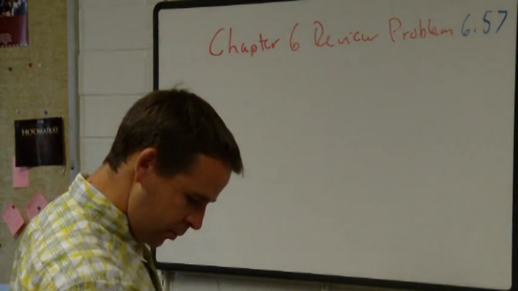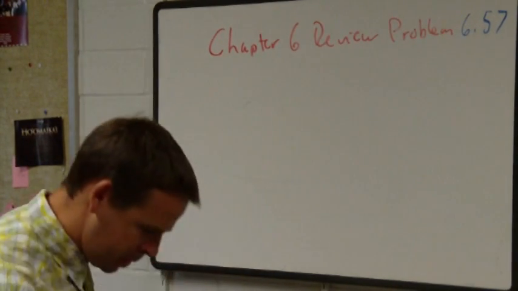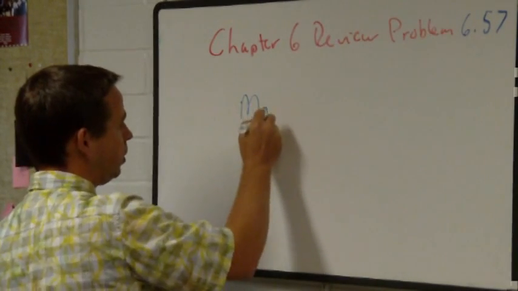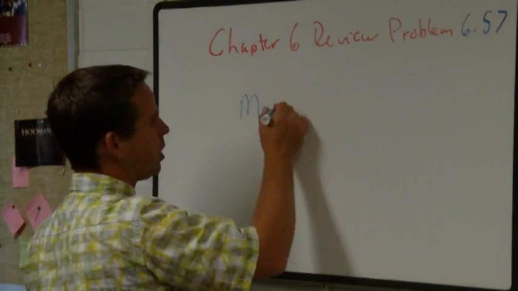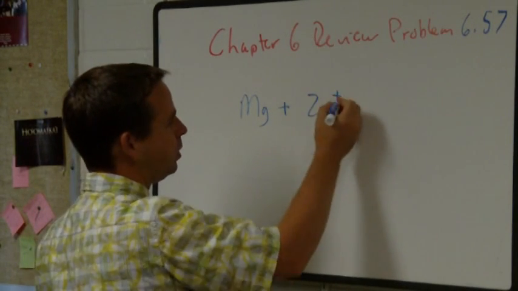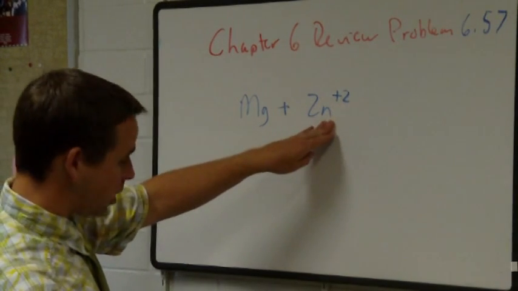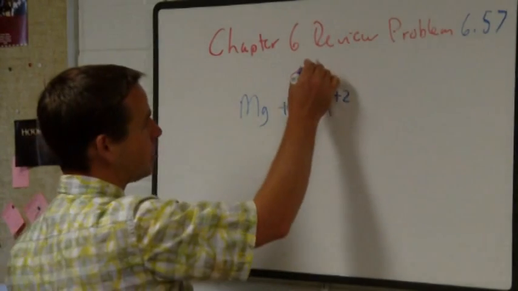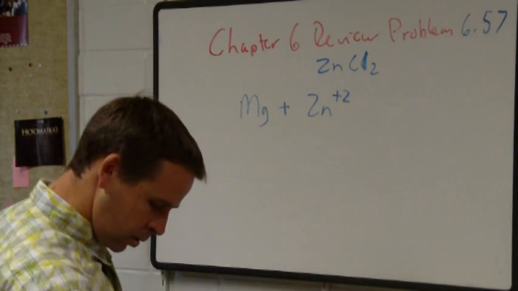All right, 657. Write the equation for the following visualization. So we have 5 magnesium there, magnesium metal. And we have zinc chloride, 1, 2, 3, 4, 5 zinc chloride. It looks like there are 10 chlorides in there and 5 zinc ions, so it looks like it has a zinc plus 2 charge, because there were twice as many chlorides to zinc, so that's what the initial compound was.